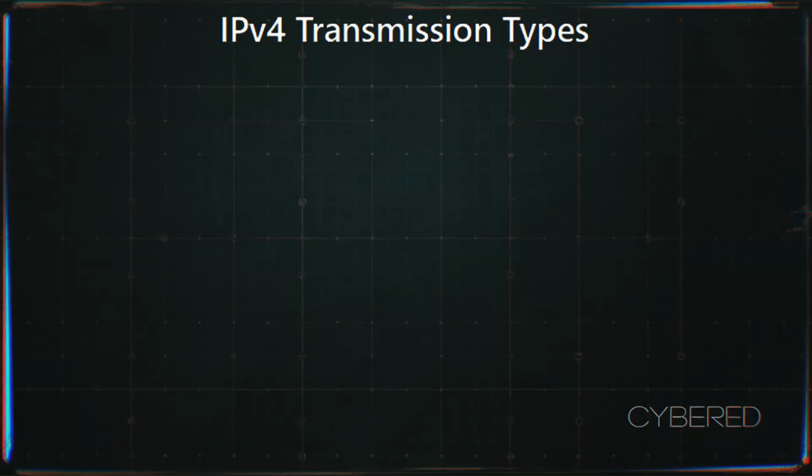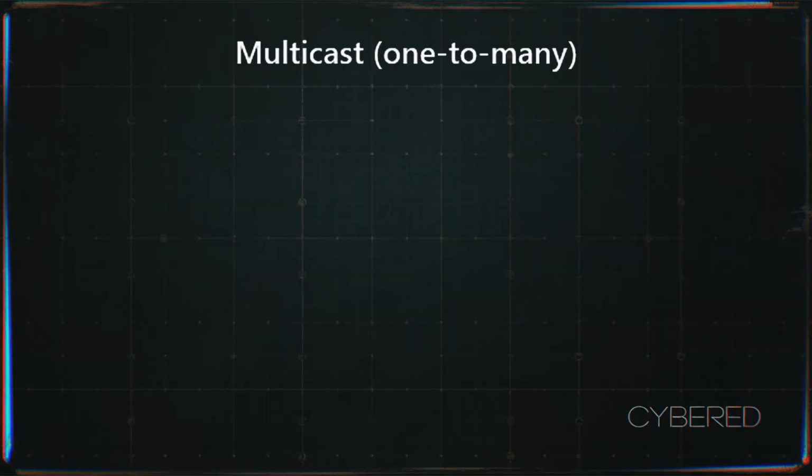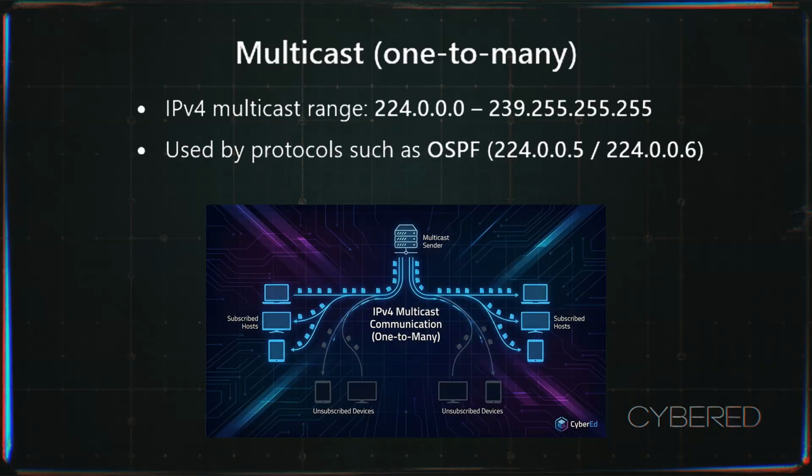Binary conversion is a core CCNA skill, especially for subnetting. So here we have the IPv4 transmission types. You have unicast, one-to-one. Communication between a single sender and a single receiver. So you would have a PC to printer or a PC to server. Multicast is one-to-many. Communication to a selected group of devices.